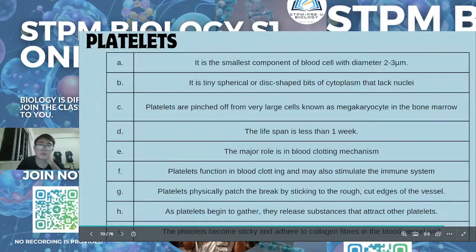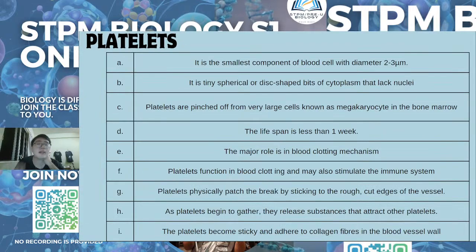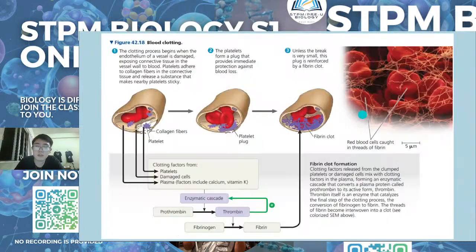Okay, another one is platelet. Okay, so platelet is the smallest component in blood, and it is a very tiny spherical or disc shape with a bit of cytoplasm and normally it does not contain a nucleus. Some of them have, some of them not. And normally it is pinched off from a very large cell called megakaryocyte in the bone marrow. So it actually originates from the megakaryocyte.